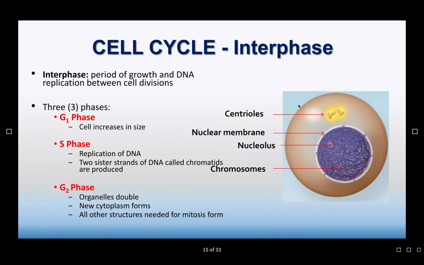Now let's talk about the interphase, the G1. What happens in the G1 phase? One, the cell increases in size. It absorbs nutrients. Basically what happens in the G1 phase is growth. G is for growth. And for growth to happen, you absorb nutrients, you increase in size, you increase in mass. So that is basically what happens in G1.